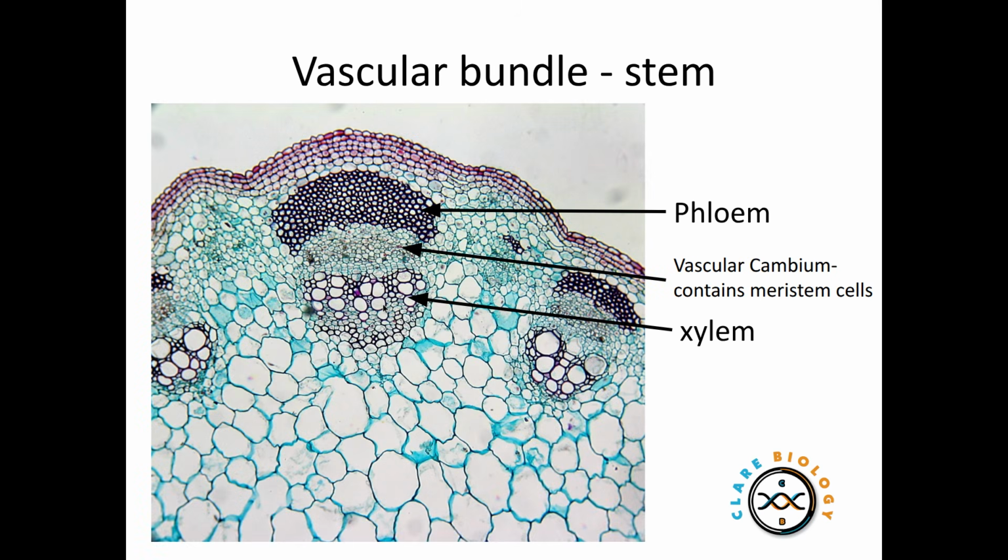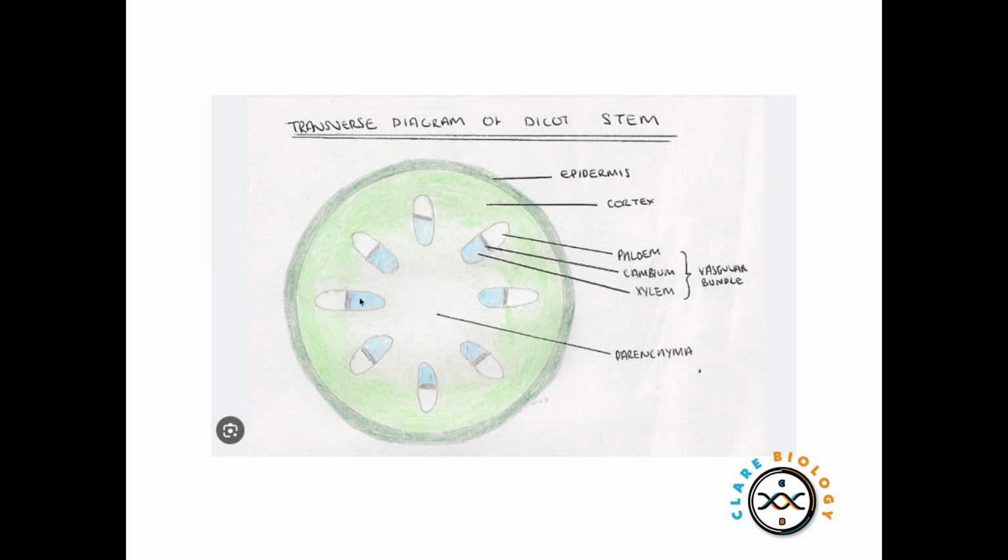In a stem, the vascular bundle is found towards the outside of the stem, with this being the outside and this being the centre of the stem. Within the vascular bundle here we have the phloem towards the outside, we have the xylem towards the inside, and in between the xylem and the phloem we have what's known as the vascular cambium here. Now the vascular cambium contains meristem cells, which are the stem cells of a plant.